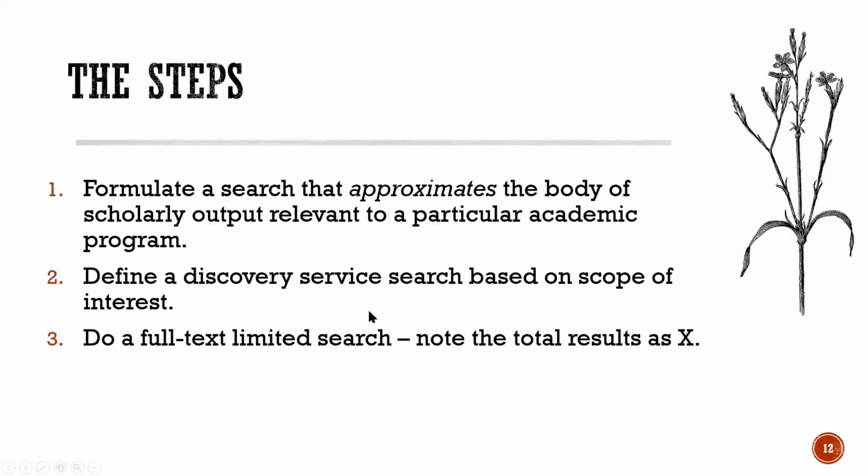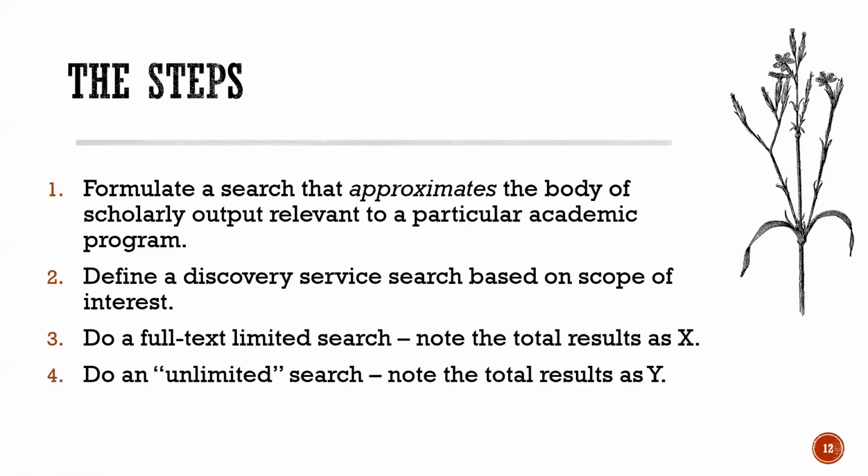So you're going to simply do 2 different searches. It really doesn't matter what order. Those searches are going to be identical in every way but one. One will have that full text limiter applied, and one will not. One will just simply return everything in your discovery index.